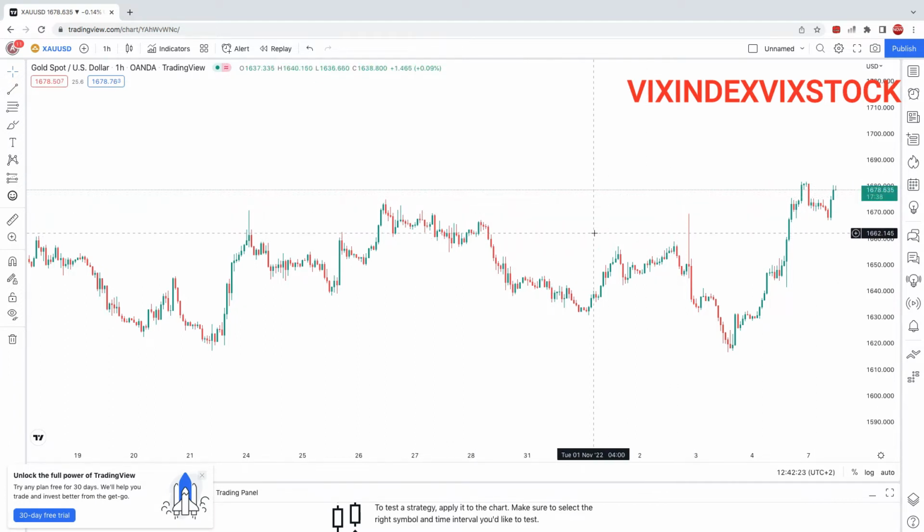So we can see here we have got XAU USD, which is gold versus the US dollar, and you can basically test this system on any of your forex pairs and see if it can work as well. Now we are going to need basically two indicators, maybe three, in order to make this thing work. So how are we going to do this?